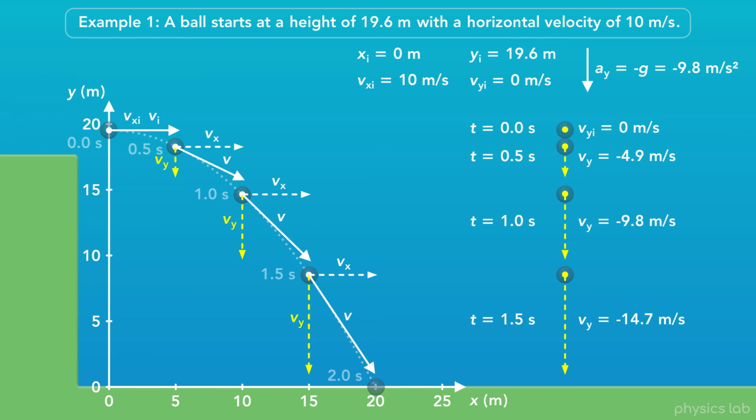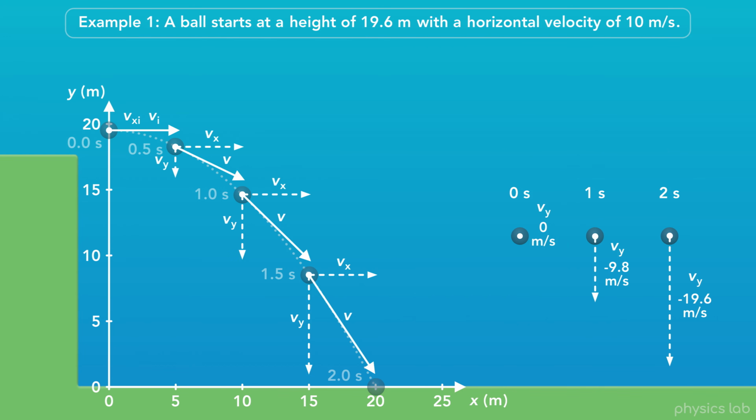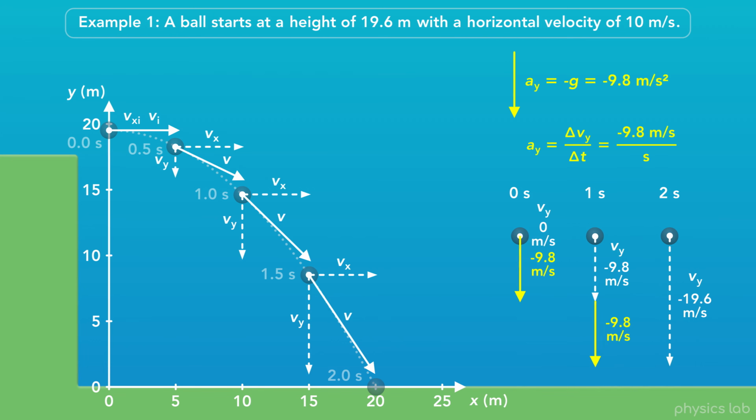Here's what the y velocity vectors look like as the ball falls. They're always negative because they point in the negative direction, but the magnitude is increasing. The ball is speeding up. If we look at the y velocity at 1 second intervals, it's changing by the same amount each second. That amount is the acceleration, negative 9.8 meters per second.